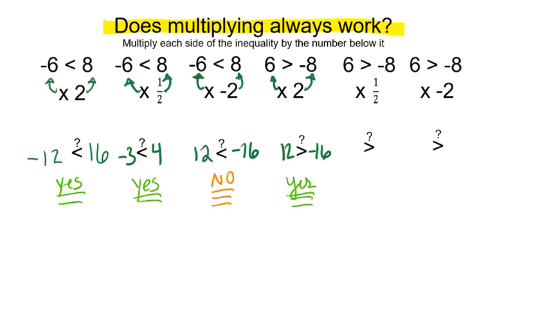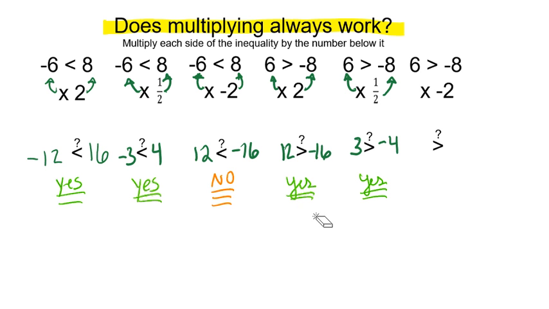Okay, let's try the next one. So we'll multiply each of these by 1/2. So 6 times 1/2 is 3, and negative 8 times 1/2 is negative 4. Then we'll ask ourselves, is 3 greater than negative 4? And the answer is yes.